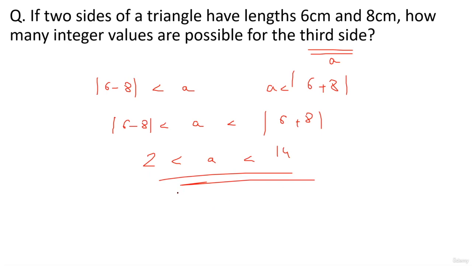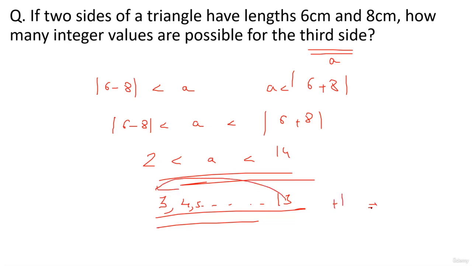A is greater than 2 means A can be 3, we need integers, right? 3, 4, 5, 6, 7, 8, 9, 10, 11, 12, 13. It will go up to 13, right? Less than 14 is given. So from 3 to 13, how many values are possible? B minus A plus 1. We have learned this before, right? So 13 minus 3 is 10, plus 1 is 11. 11 values are possible, right? As simple as that.